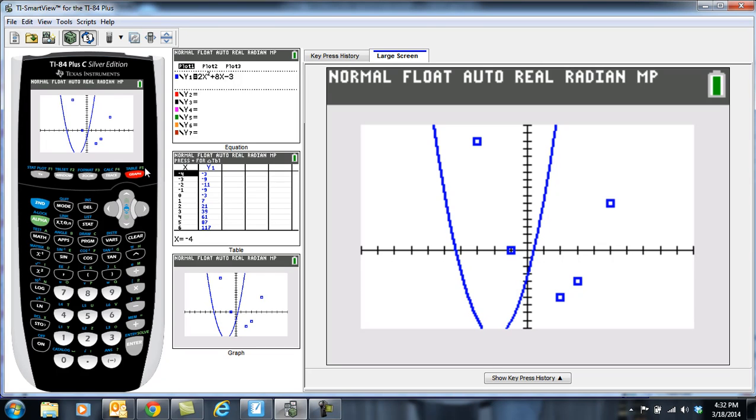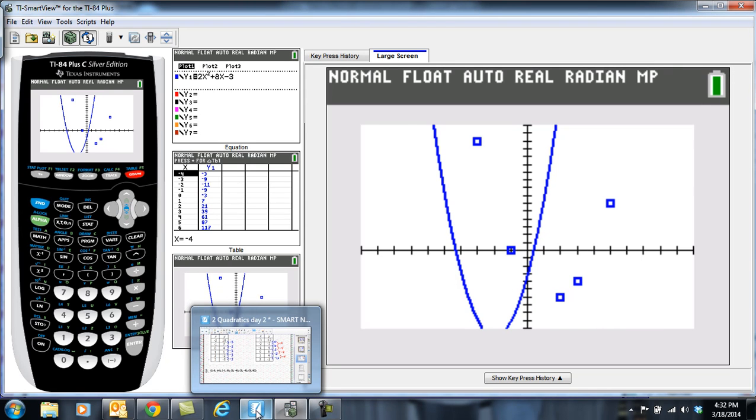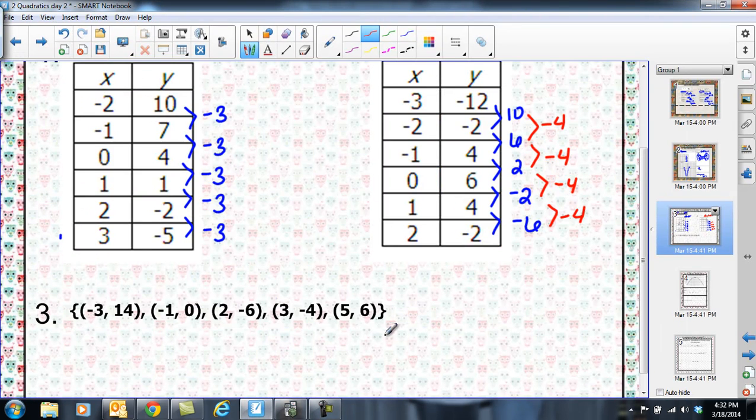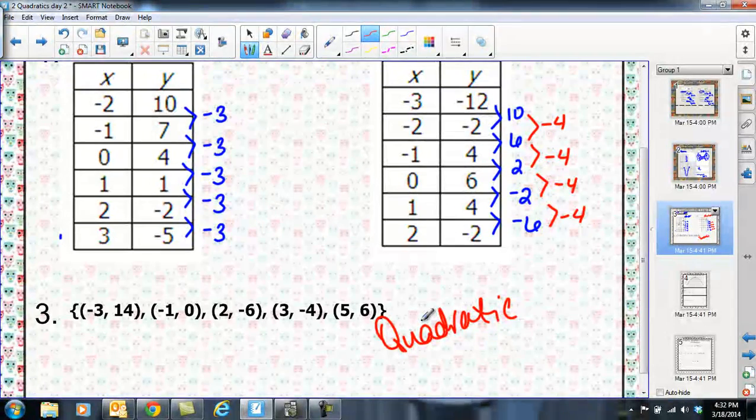If I were to take my pen and trace over those dots, it makes a shape similar to a parabola. It's not a perfect parabola, but it's close enough that I'm going to call this quadratic. And I could tell just by looking at the shape of the graph. So you can use a table or you can just look at the points, however you choose to do that. So let's finish up this foldable.